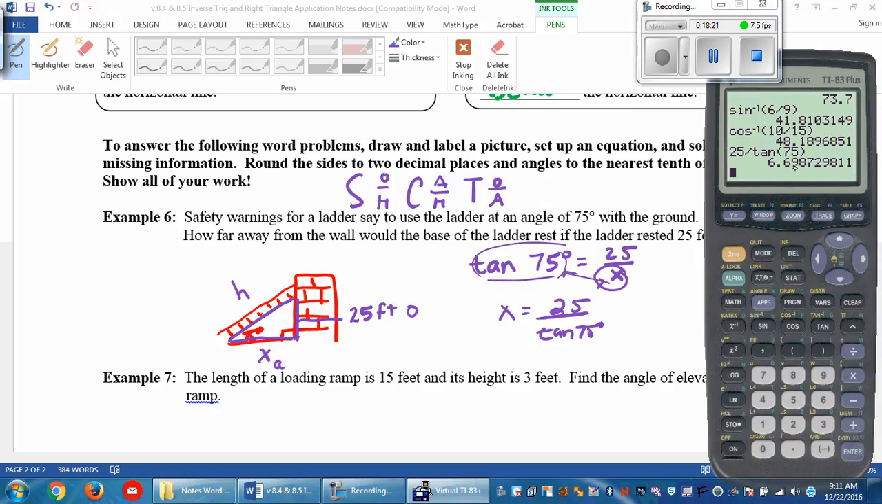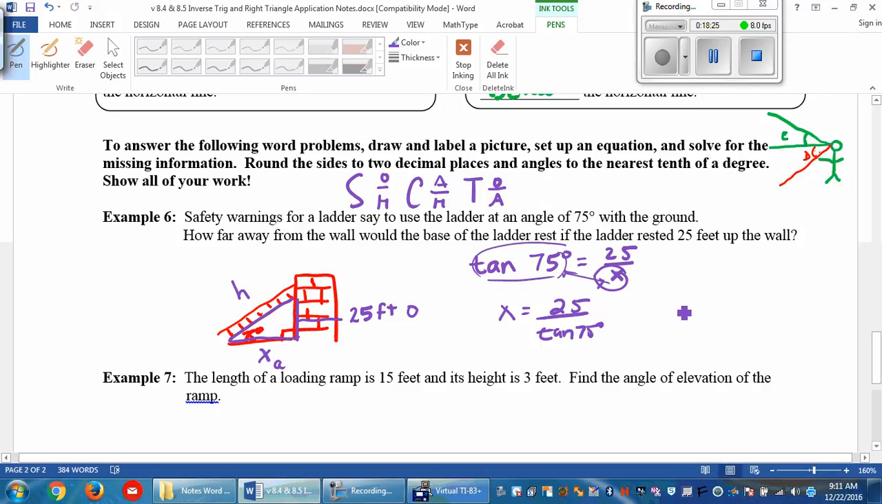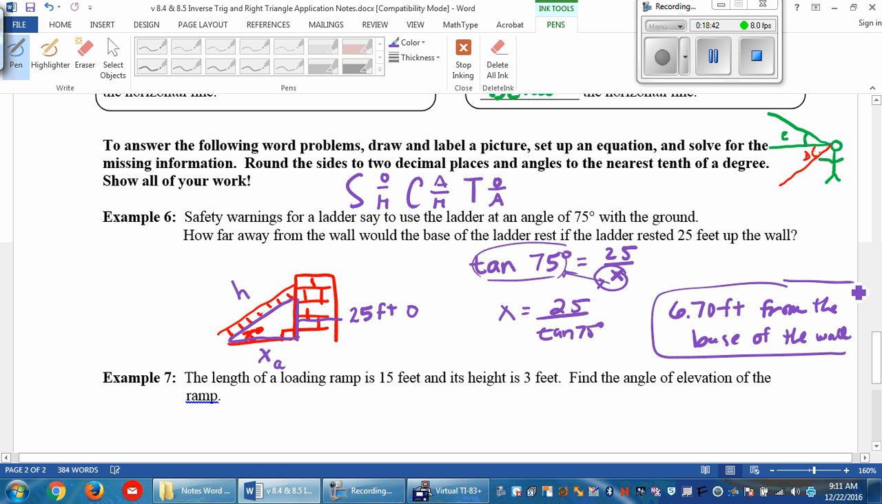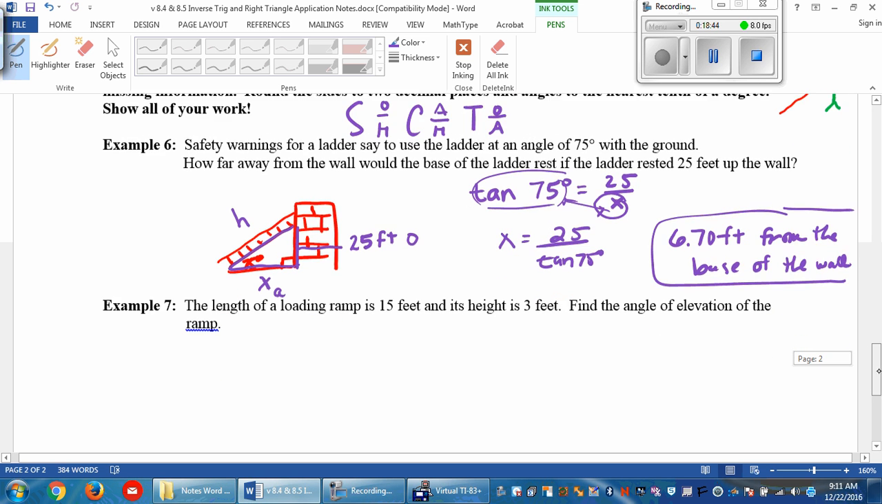6.69, oh, this 8 turns this up. So 6.70 feet from the base of the wall. Addressing the question that they were asking, how far from the wall? There it is.